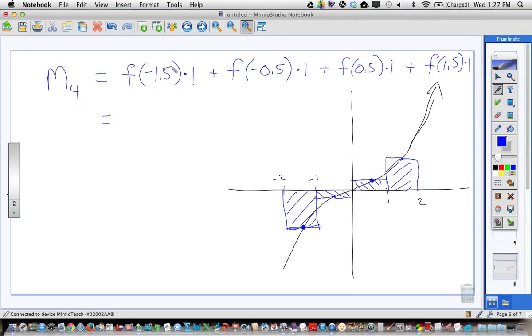So this is a little more complicated. What's that cube? -3.375, thank you. And this one would be -0.125. And this one would be +0.125. And this one would be +3.375. And sure enough, those would add up to 0. Now, it's kind of a coincidence. A midpoint will not always be the average between the left and the right.